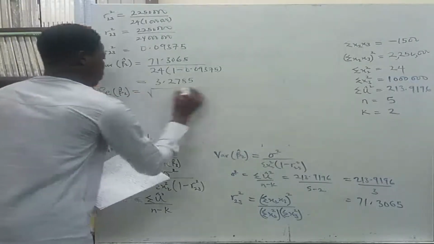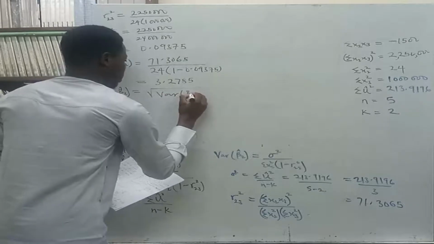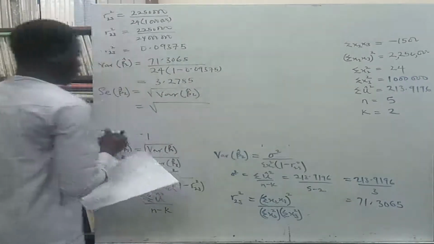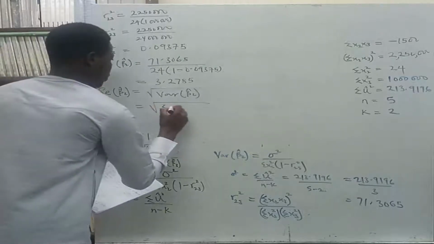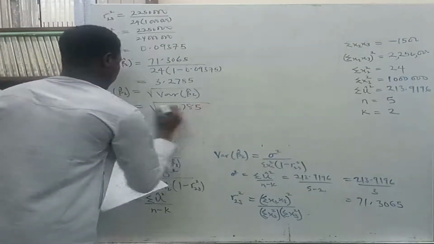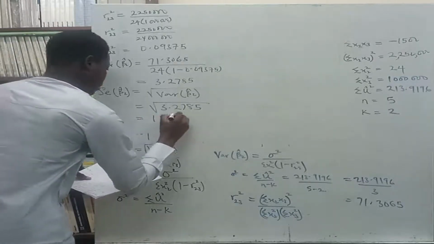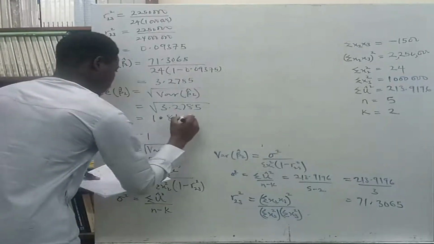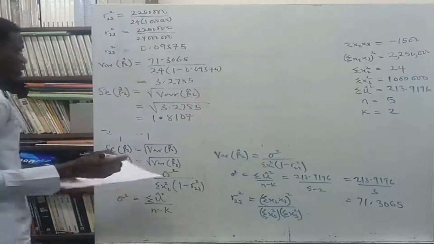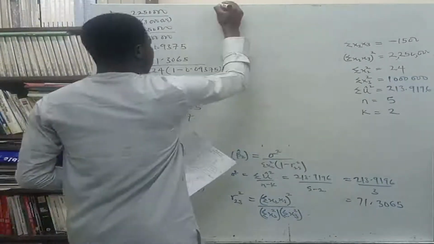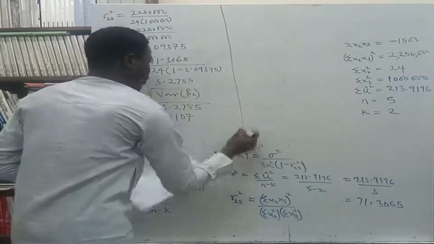Standard error of beta 2 is the square root of the variance of beta 2. So that will give us square root of 3.2785. That is 1.8107. That is the standard error of beta 2. Then we do the same thing for beta 3.